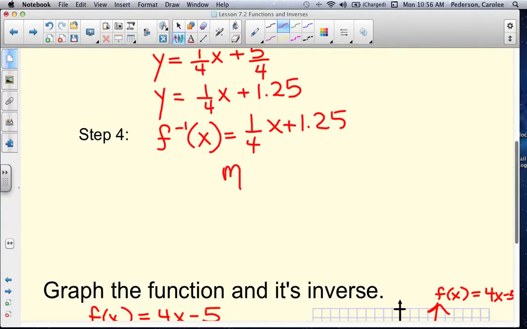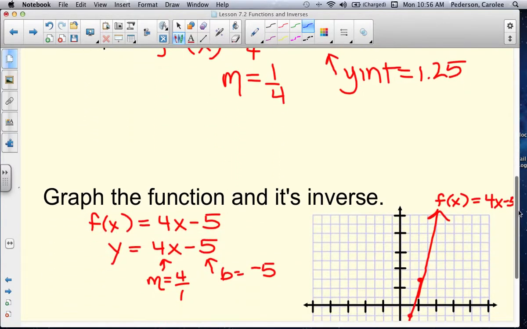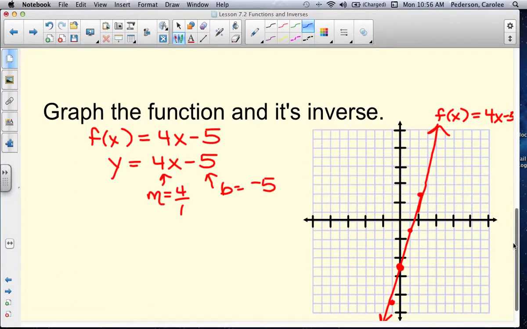This is my slope, and this is my y-intercept. So I'm just going to change colors. So we'll graph this in blue so you can tell the difference between the two functions. So below we're going to graph the y-intercept of 1.25, so about here. And now we're going to rise 1 and run 4. So here is our blue function. It is the inverse of the red function. So here's your f inverse.